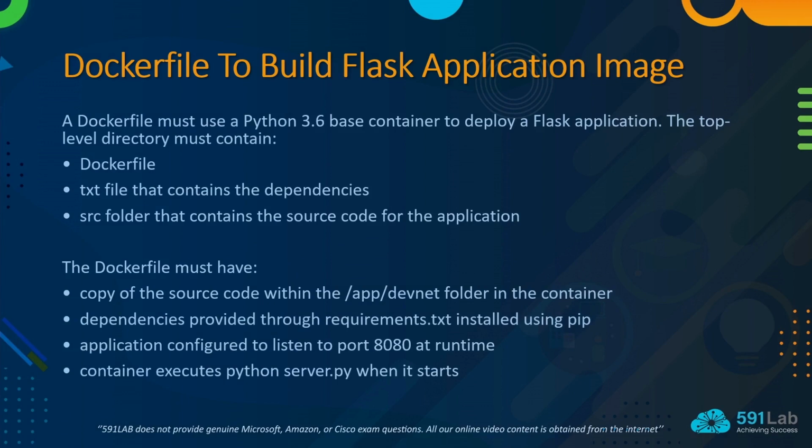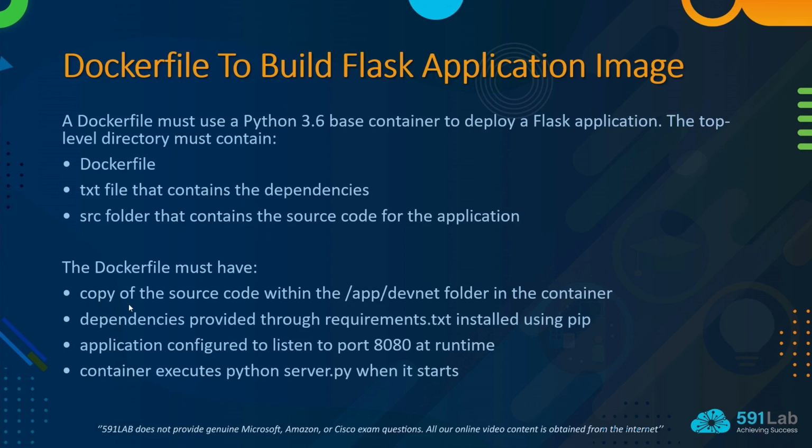Okay, the next topic: Dockerfile to build Flask application image. A Dockerfile must use the Python 3.6 base container to deploy the Flask application. The top-level directory must contain: 1. Dockerfile, 2. a txt file that contains the dependencies, 3. src folders that contain the source code for the application.